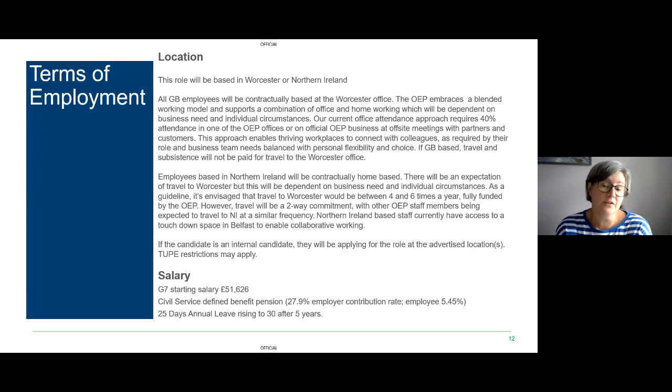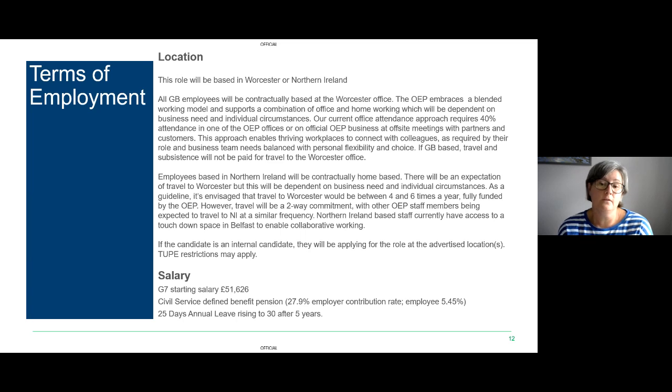Okay, so as I just said, these roles have been advertised for Worcester and Northern Ireland. We'll be interviewing in both locations. This wording is actually in the advert, so I'm not going to read it word for word. But if you're based in Northern Ireland, you'll be given a home-based contract. But we do have a touchdown space in Belfast, which is quite well attended by our Northern Ireland staff. And if you're based in GB, you'll be given a Worcester-based contract.